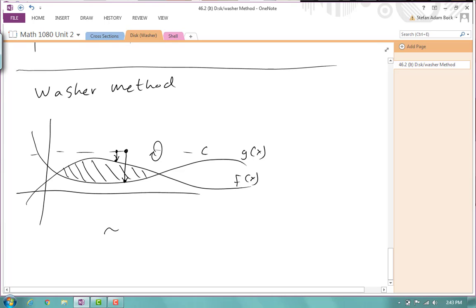So I've got pi times the integral from a to b, whatever those are, and now with the outside radius, minus the inside radius.